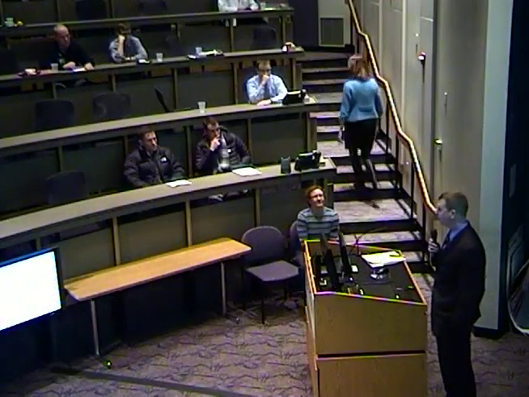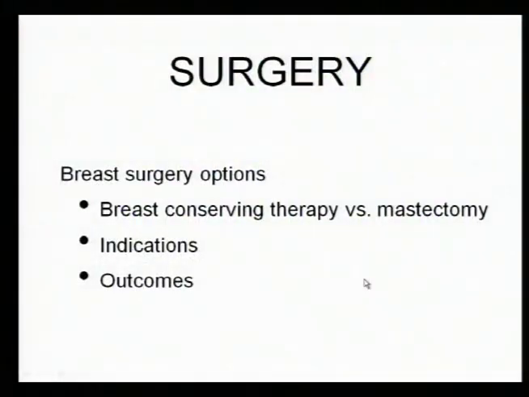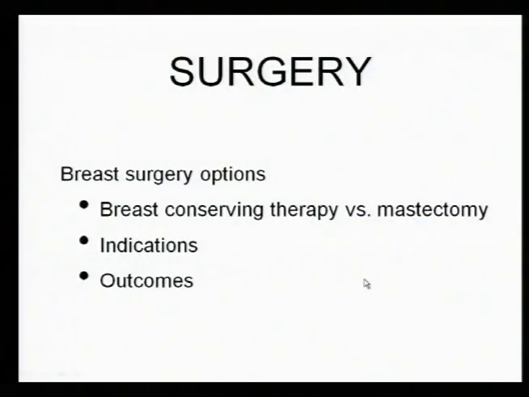Okay, so a good segue into breast surgery as it relates to breast cancer. A lot of times when patients come to our clinic and they have a diagnosis of breast cancer, they actually have an option of what type of breast surgery they have. There are 2 main options. One is breast conserving therapy, which is typically our lumpectomy, where we remove the breast mass itself and a small amount of normal tissue around it. That's typically done with radiation.